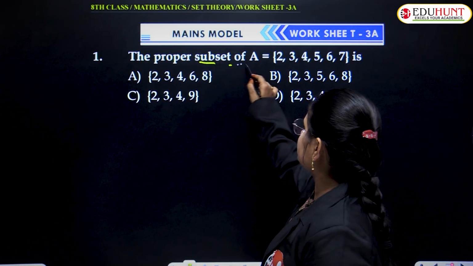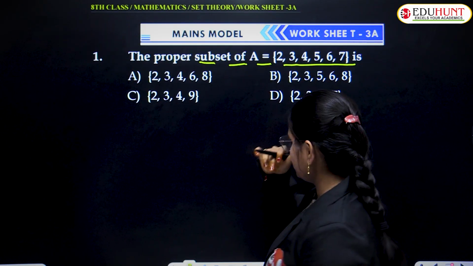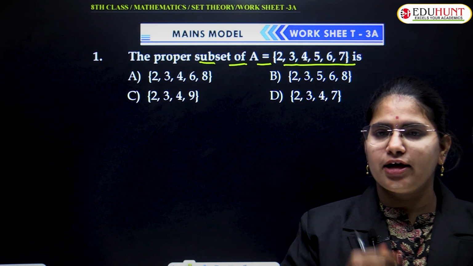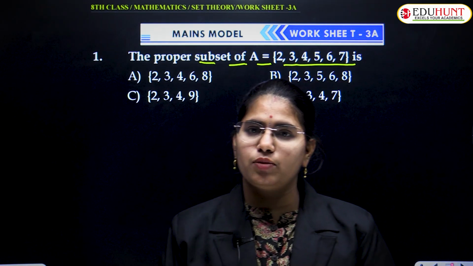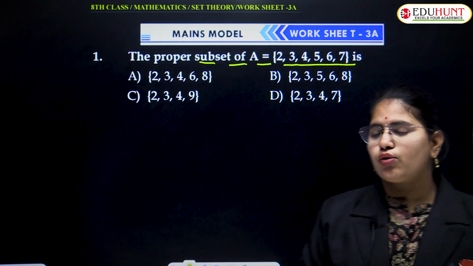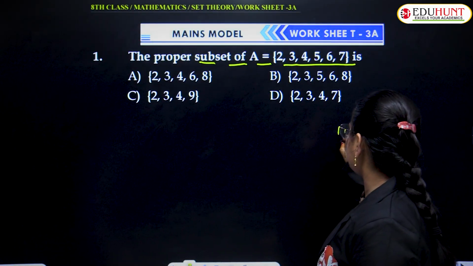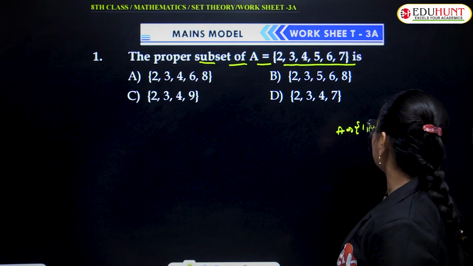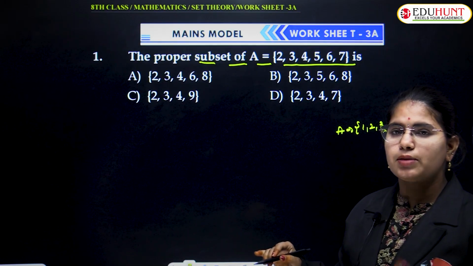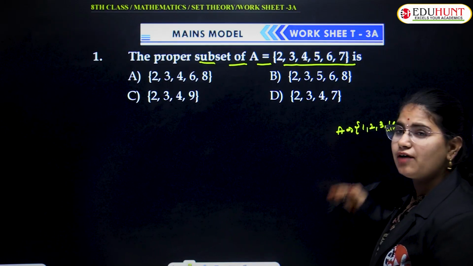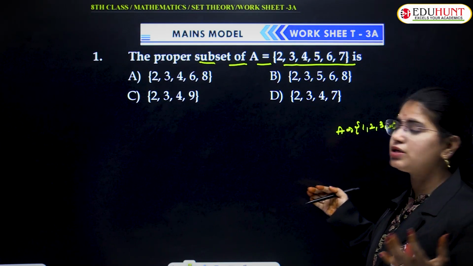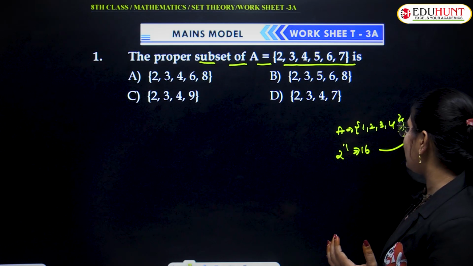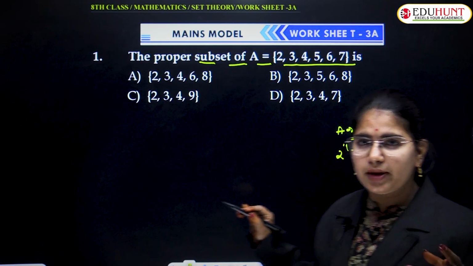The proper subset of A equals {2, 3, 4, 5, 6, 7} is dash. Before discussing this problem, I want to give a small recap of proper subsets. Considering any one set, for example {1, 2, 3, 4}, what is the proper subset of this? It will have many subsets. How many? 2 power 4, which is 16 subsets in total, for the main set A.